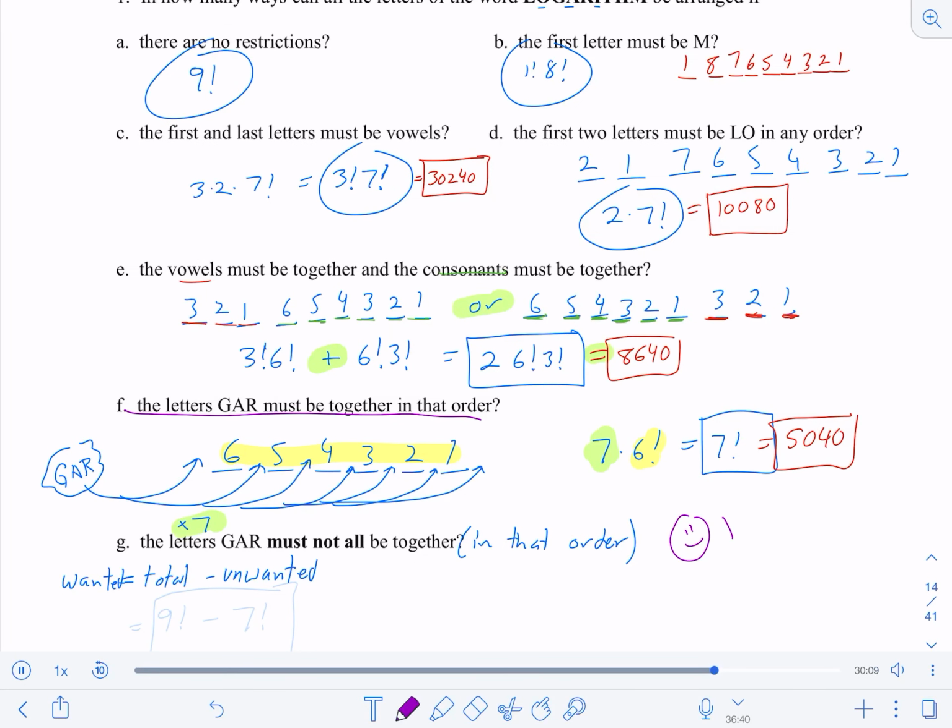Okay, so the total number of ways we've got from part a, that's 9 factorial, and then we're going to take away from that the number of ways that GAR are together in that order. So 7 factorial is what we ended up with up there. So 9 factorial minus 7 factorial is our answer.